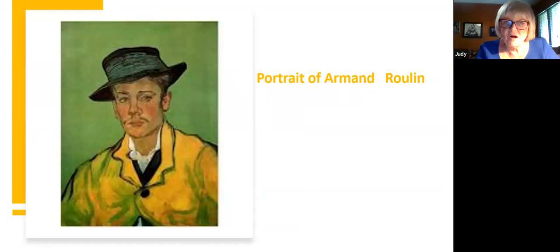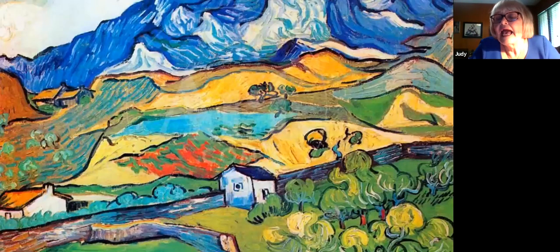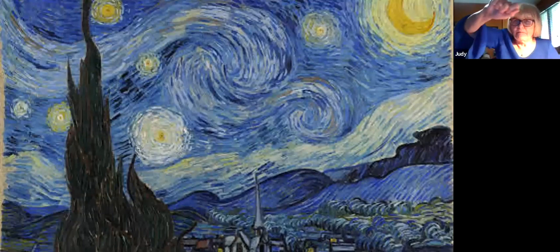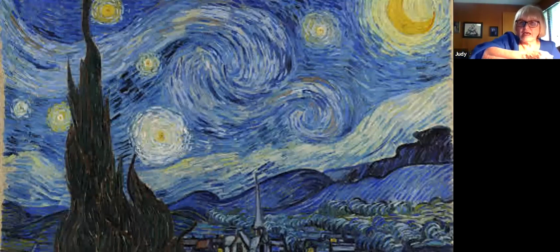Now, let's move on. He was very prolific. He did many portraits, but then he did landscape. And this is one of, for me, I was not familiar with this one. I was familiar with others, like this one, I'm sure almost everyone knows, the Starry Night. You see the brushstroke, the powerful, round color.